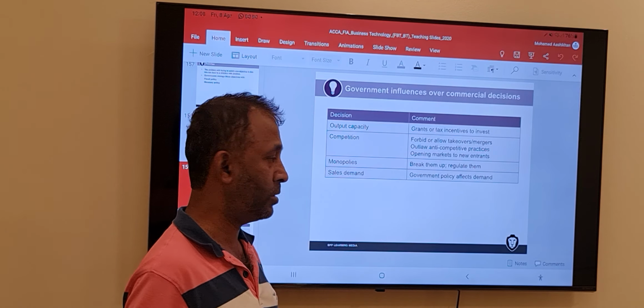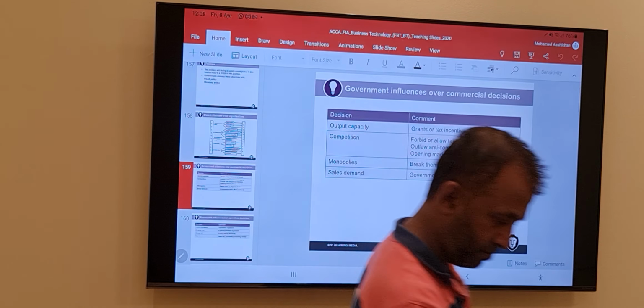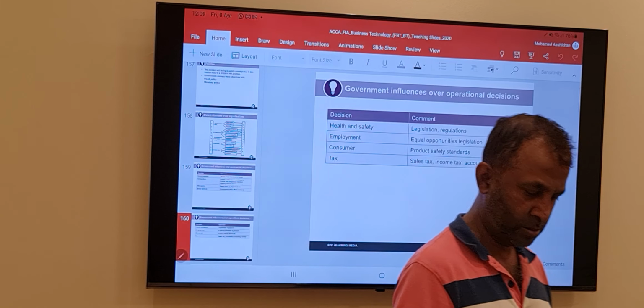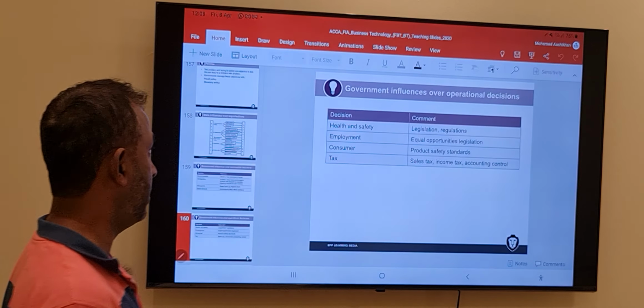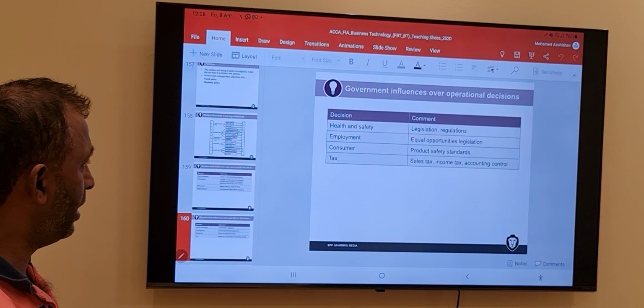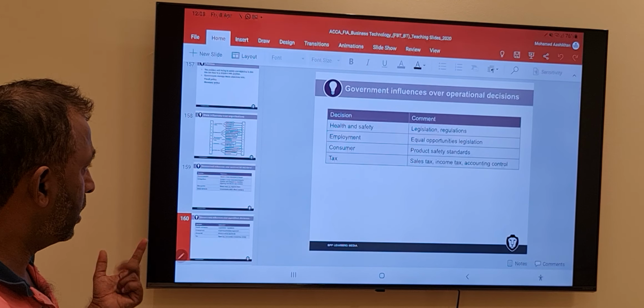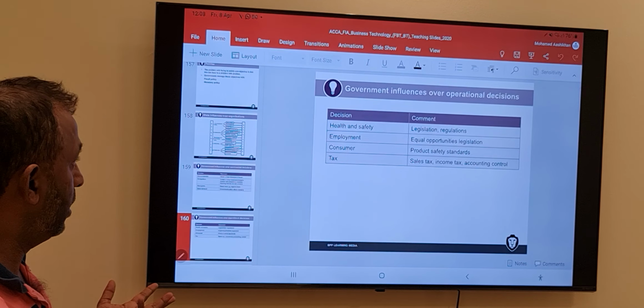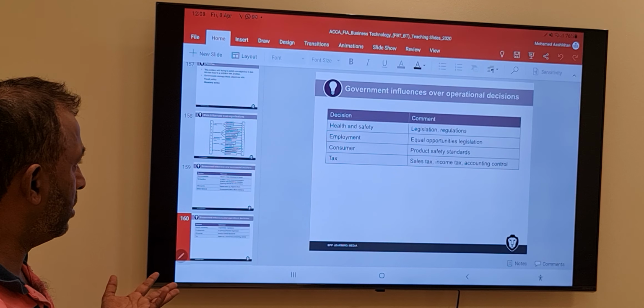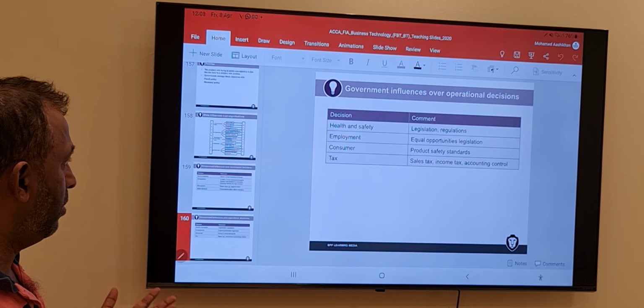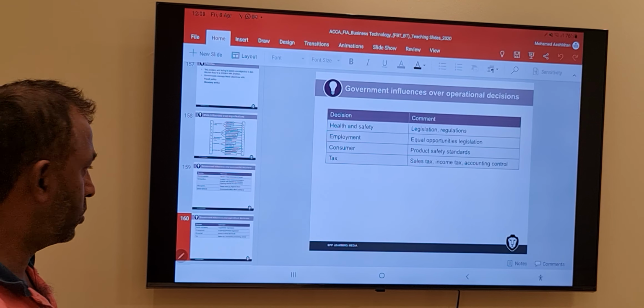Sales demand: government policy affects the demand. Operational decisions: influences on operational decisions include health and safety, employment, consumer, tax. So legislation, regulation, equal opportunity legislation, product safety standards, sales tax, income tax, accounting, control.